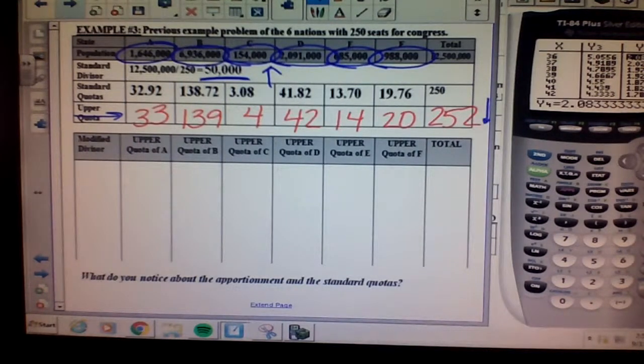It has to match upper quotas first. Yes, upper quotas, that's what we're looking at, upper quotas. He says check them numbers. 33, 137. Got it. I got it too. That one works. I got it.